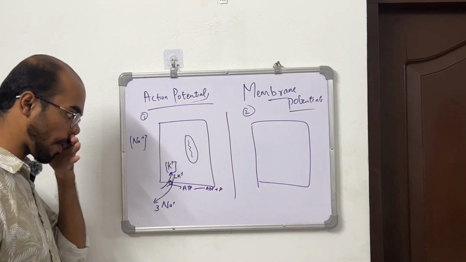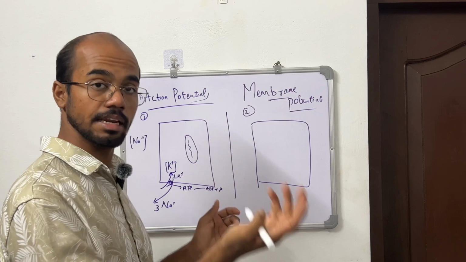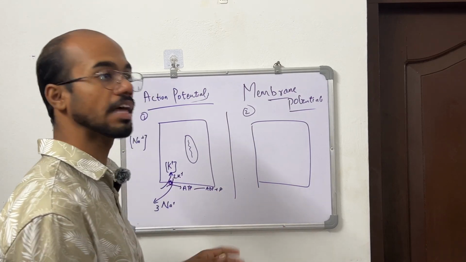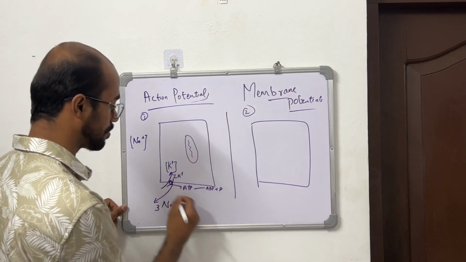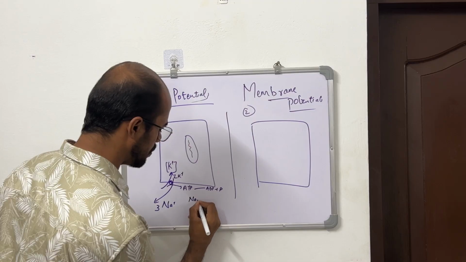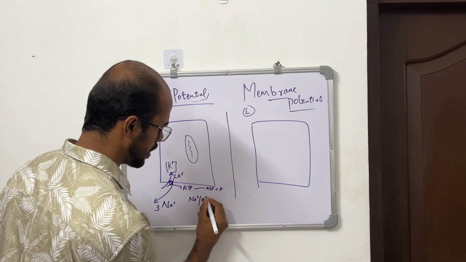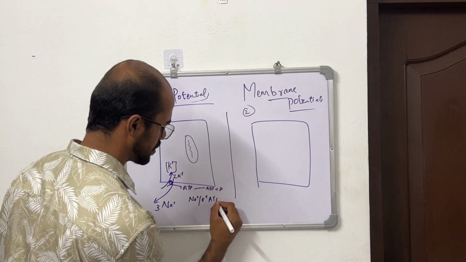Okay. The action of this pump is to take in potassium and push out sodium with the help of ATP. And thus this pump is referred to as the sodium potassium ATPase.